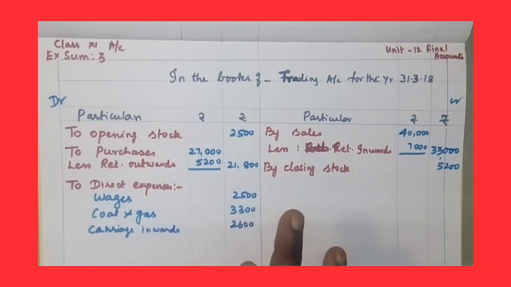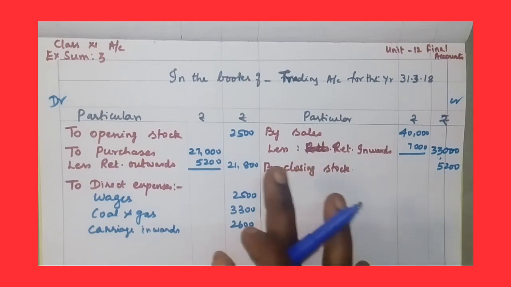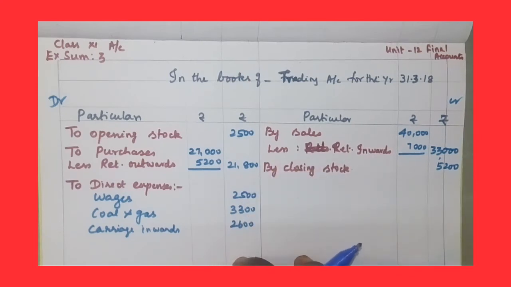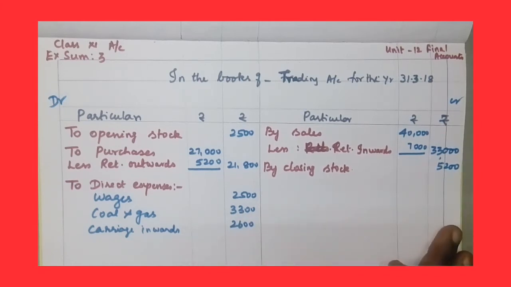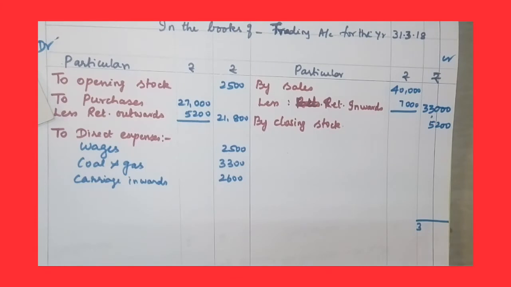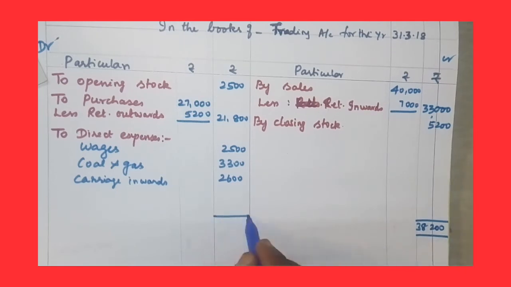So we have fit into the format. Opening stock, purchases and all direct expenses in the debit side. Sales, less sales return, and the closing stock, everything in the credit side. So now we are going to total. We are going to balance. Here when we add the credit side, we get 38,200. Credit side total is higher, so we are writing the higher total on both sides, 38,200. The same amount you write even in the debit in the same line.